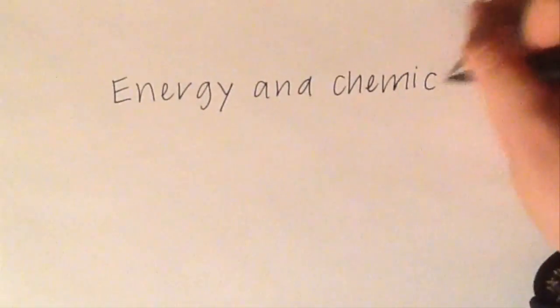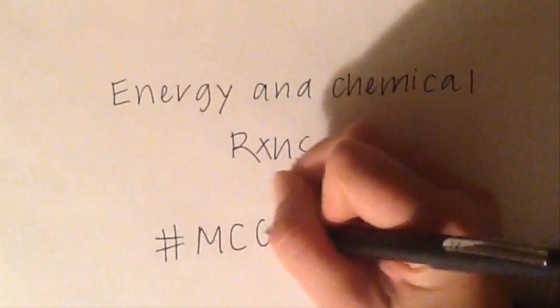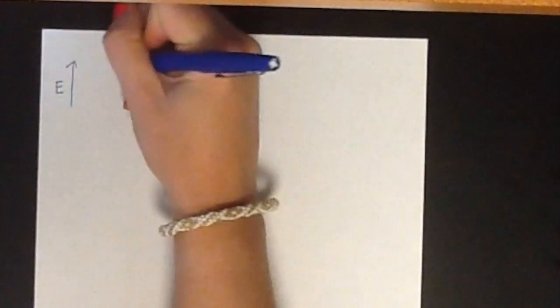On this edition of MC Gen Chem, Energy and Chemical Reactions. In chemical reactions, reactants are on the left and products are on the right.